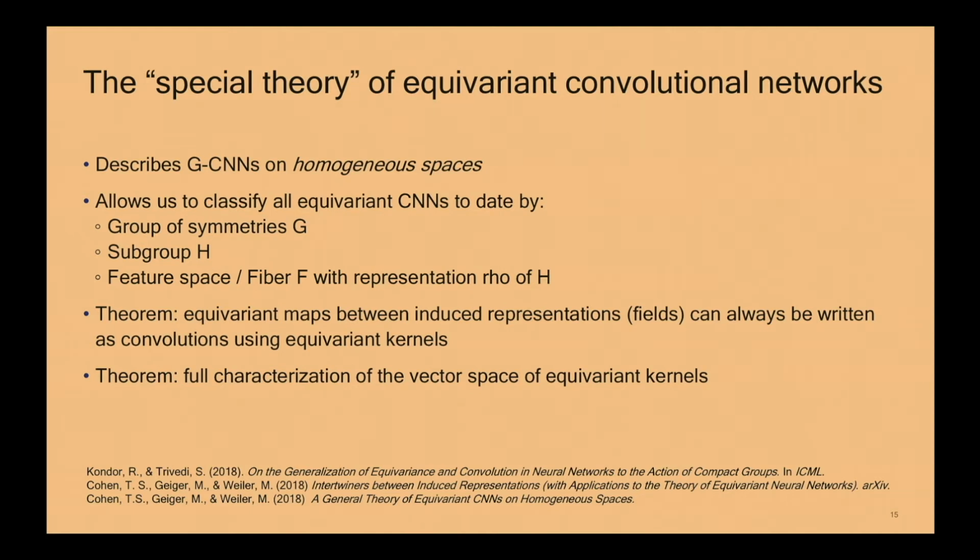The final ingredient of this theory is to choose a fiber, or a feature space. So at each point in this manifold, we're going to attach a vector space that will contain these feature representations. This vector space will have the same dimension as the number of channels in your convolutional network. And this feature space comes with what's called a representation rho of H. So that's basically, for each transformation, say for example each rotation, we have a big matrix of number of features by number of features that tells us how to transform these features under rotation.